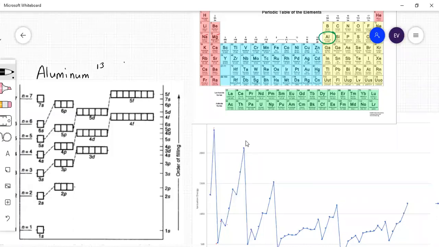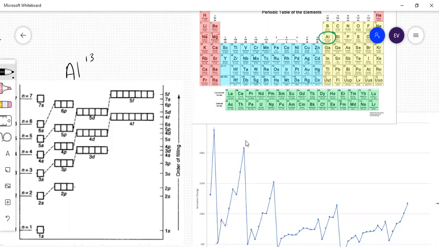Okay, guys, here's the second video in the series. All right, so now we're going to talk about aluminum. Okay, I'm going to just make it here so it's a little bit easier. Al. Okay, and this is element number 13.